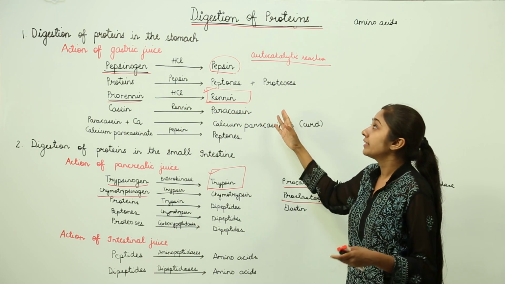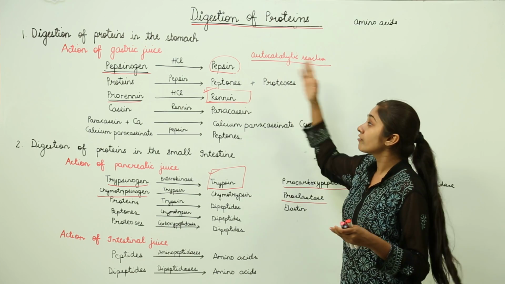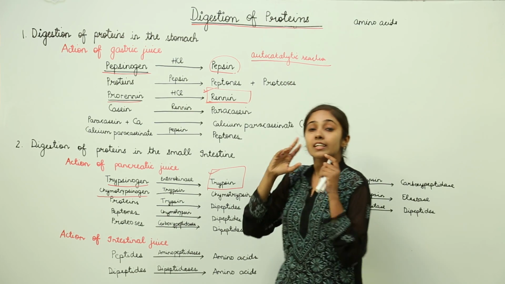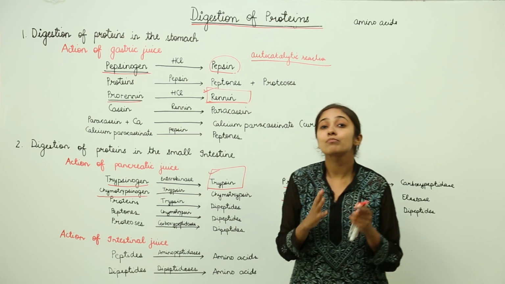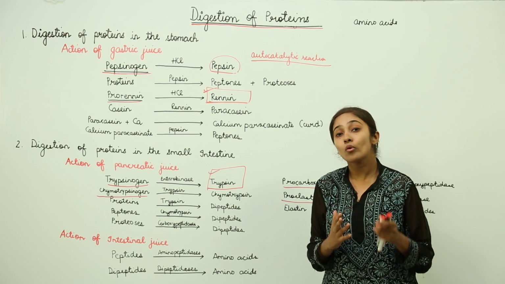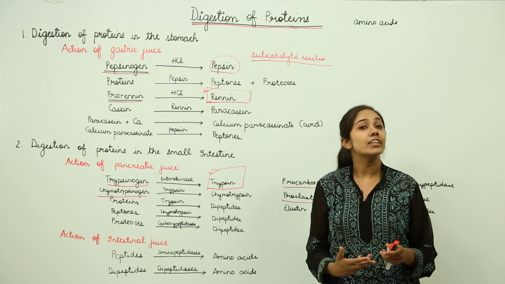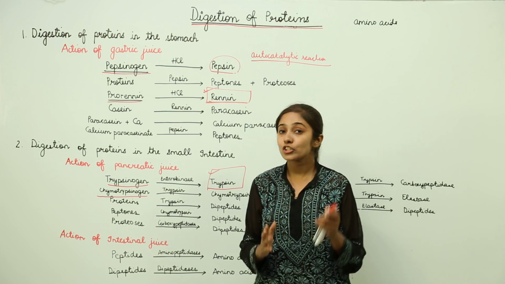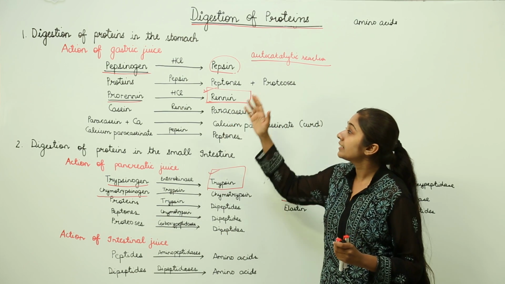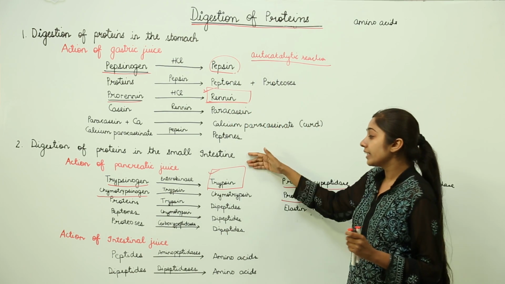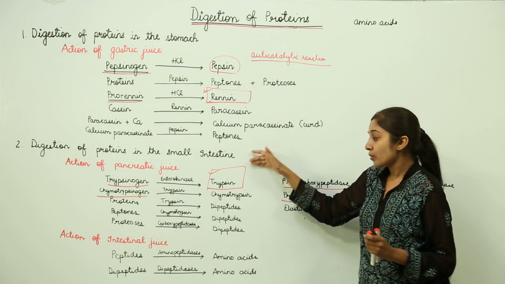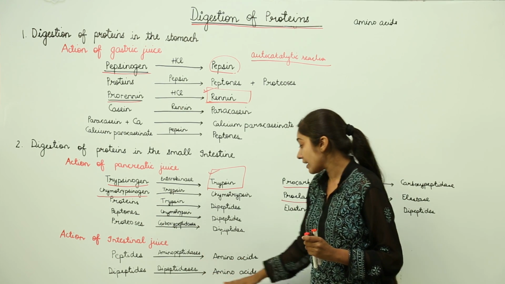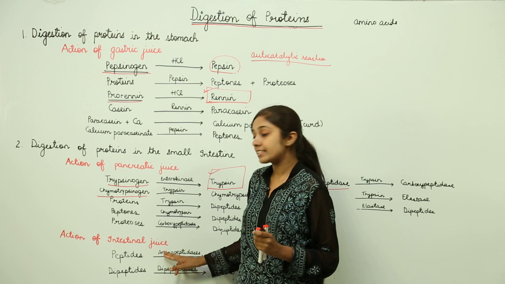Then just remember that when you are going to explain the digestion of proteins, the digestion of proteins does not take place in the oral cavity, because the saliva does not have any enzyme for the digestion of proteins. So it begins in the stomach and finally in the small intestine, where it is converted into amino acids by the action of intestinal juice.